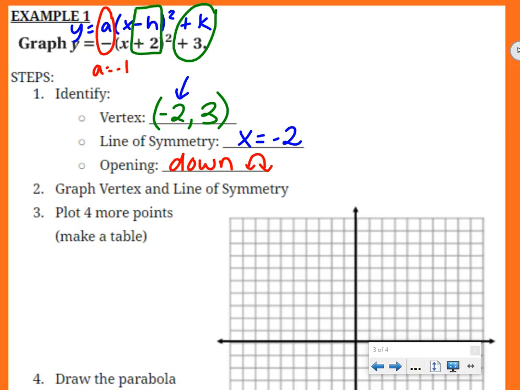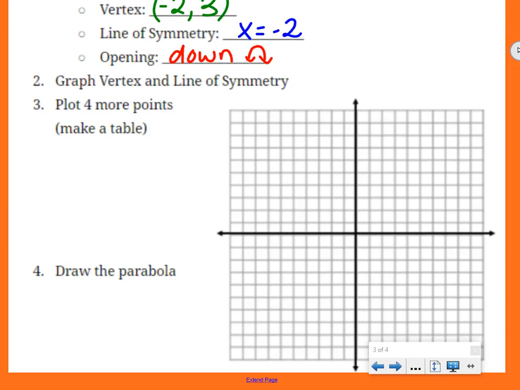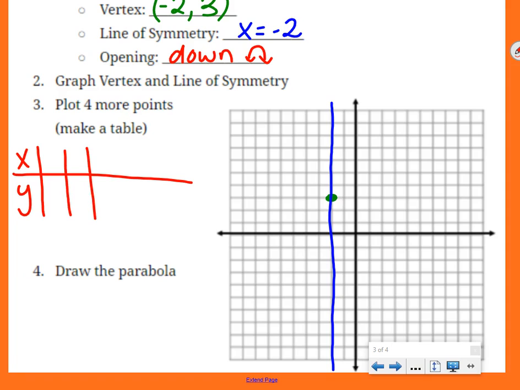Now we want to graph that vertex and line of symmetry. So our vertex is negative 2, 3. And then our line of symmetry is x equals negative 2, so it goes through your vertex right there. Now we want to plot 4 more points. So we make that table, x, y. Remember to put your vertex in the middle. So we want negative 2, 3. So then if we put negative 1, 0, negative 3, and negative 4, we'll get 4 more points on our graph.